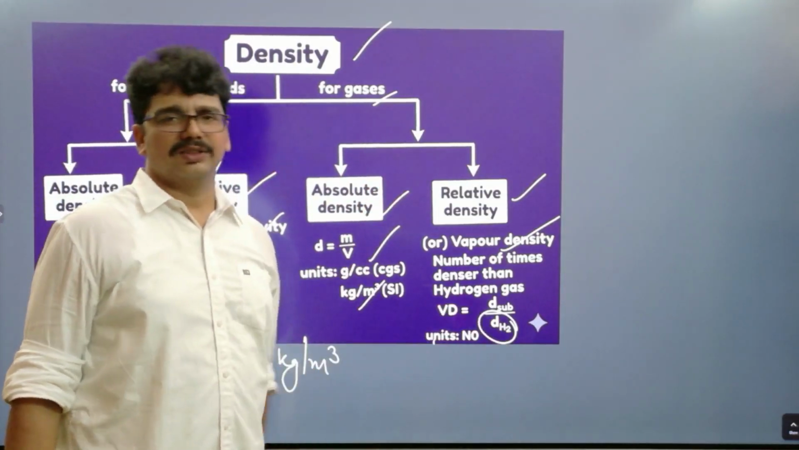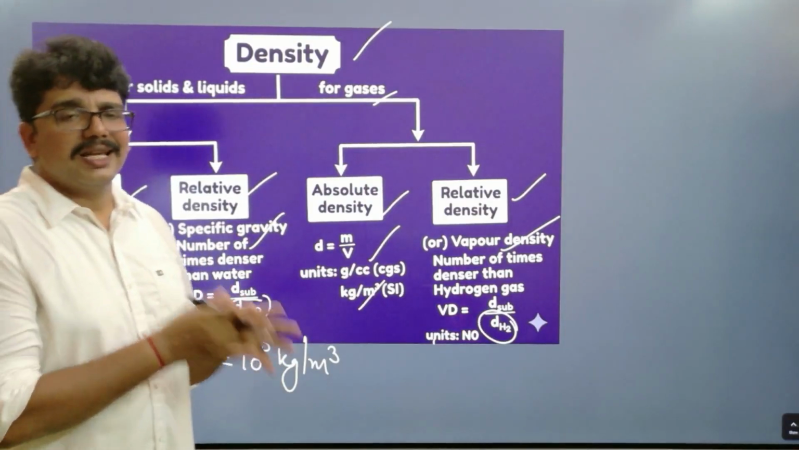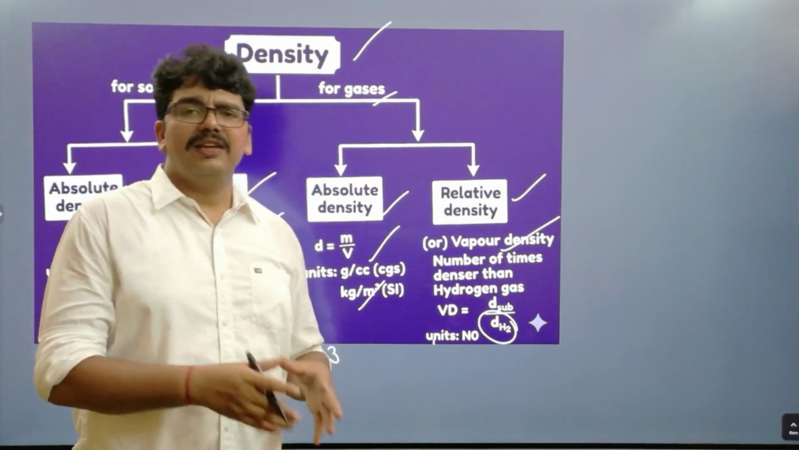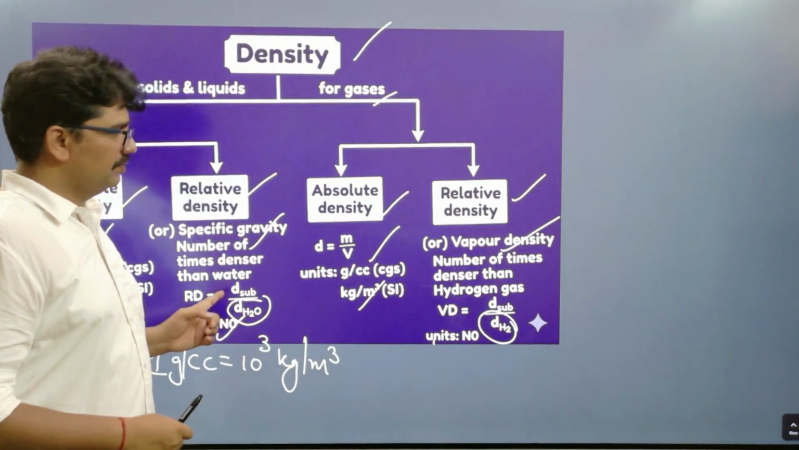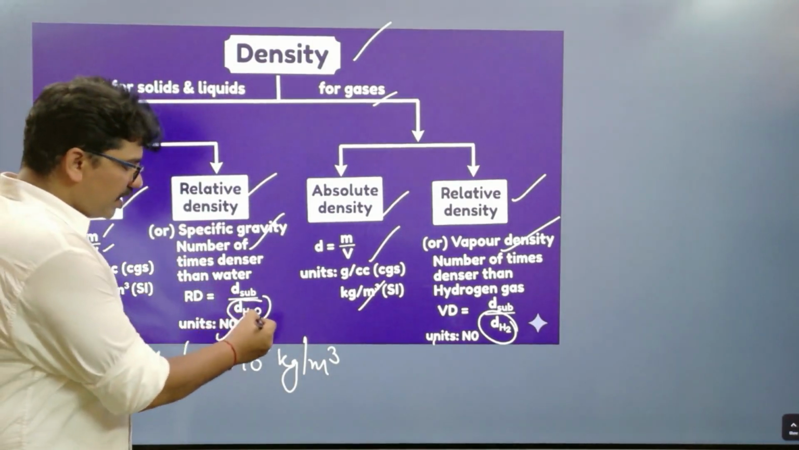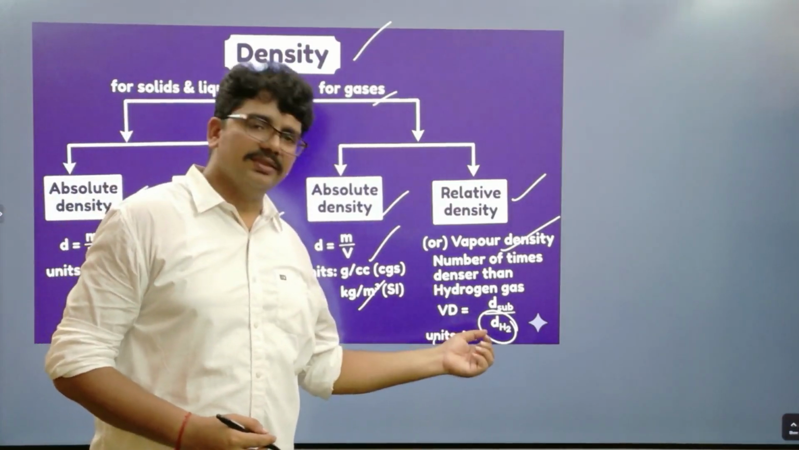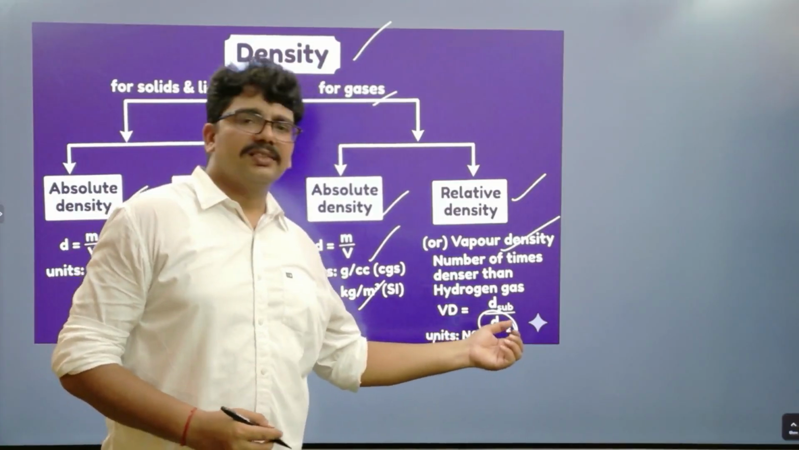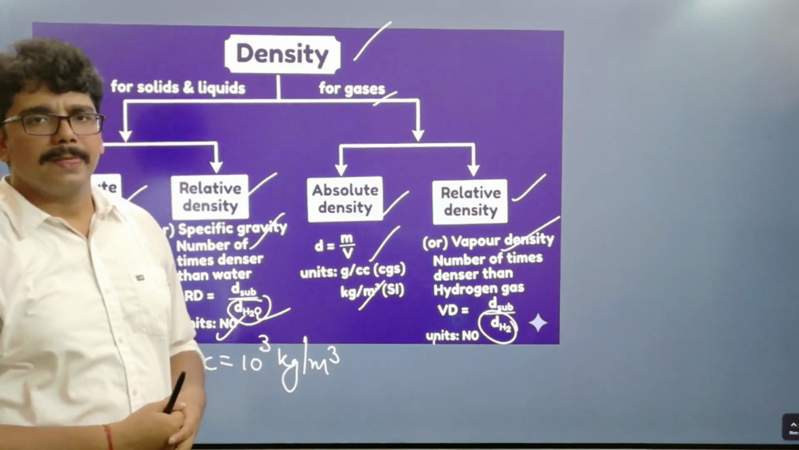Our reference is hydrogen. Compared to solids and liquids, gas density is very low. That's why we are not taking water as a reference. For solids and liquids, water is taken as the reference. For gases, hydrogen, the lightest gas, is taken as the reference. So I think you understood the difference between these two, right?